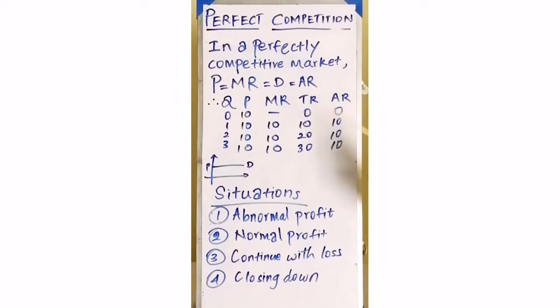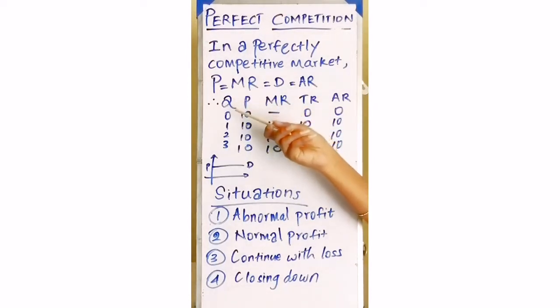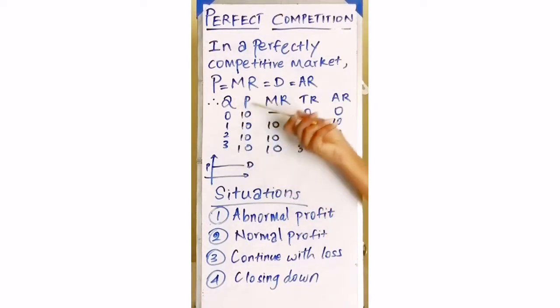So before going on to the MR equals MC method, there are 2 main important sections that should be focused on here. One is that in a perfectly competitive market, price is going to be equal to MR, demand and AR, average revenue. So simply, if we see how it happens, in this example, quantity is 0, 1, 2 and 3, and the price is 10 rupees, constant at each and every point.